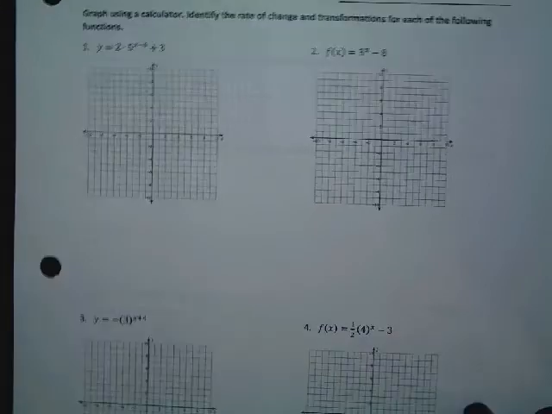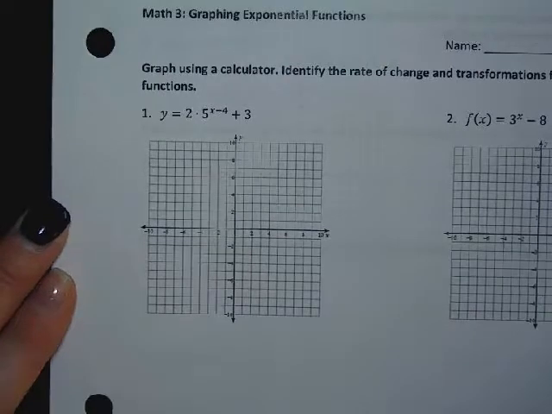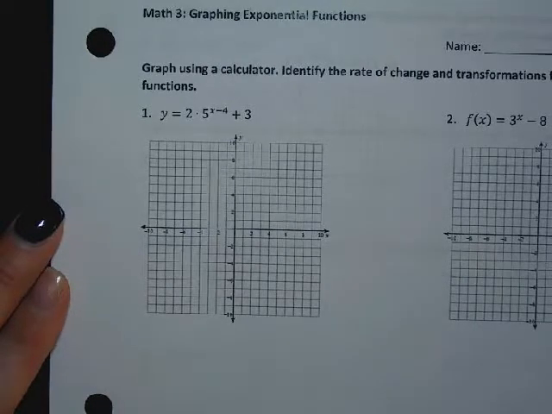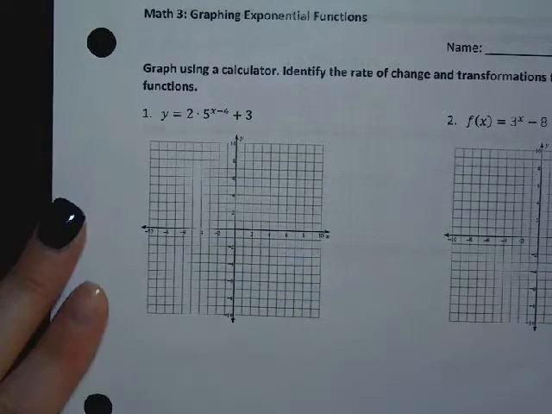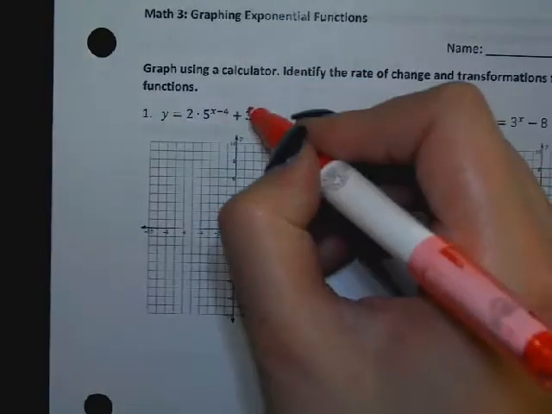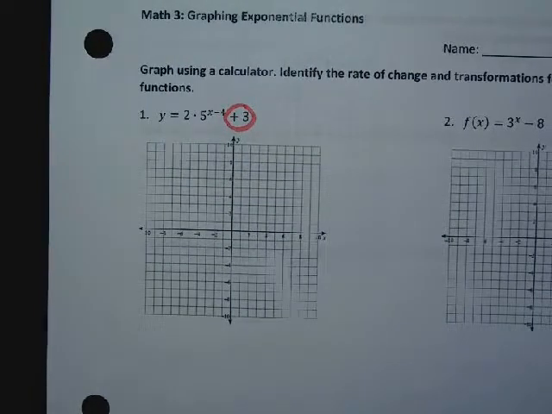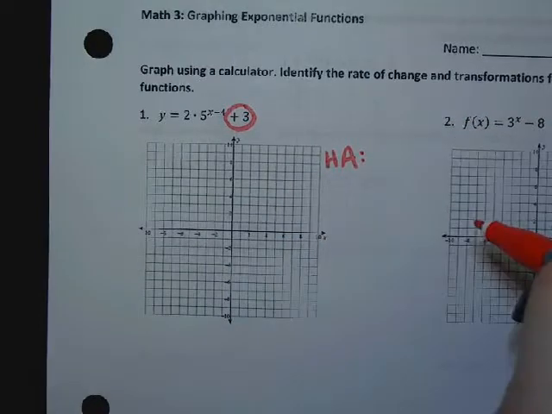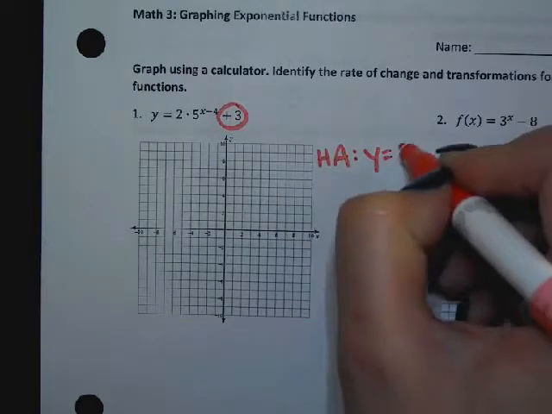All right. Here we go. So it says use a calculator. Before we even graph it, what should we do? There's one thing we should draw in. The asymptote. What's the asymptote? 3. So the number on the end is what kind of asymptote? Horizontal. So the horizontal asymptote is, but we don't just write 3. Y equals 3. Okay.